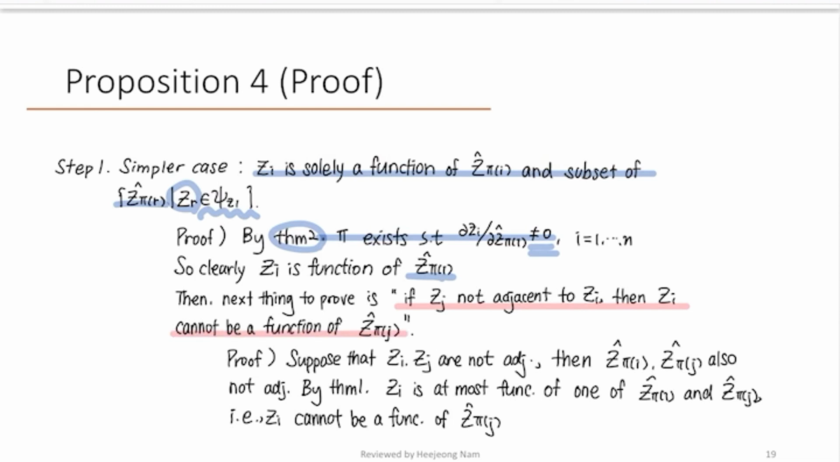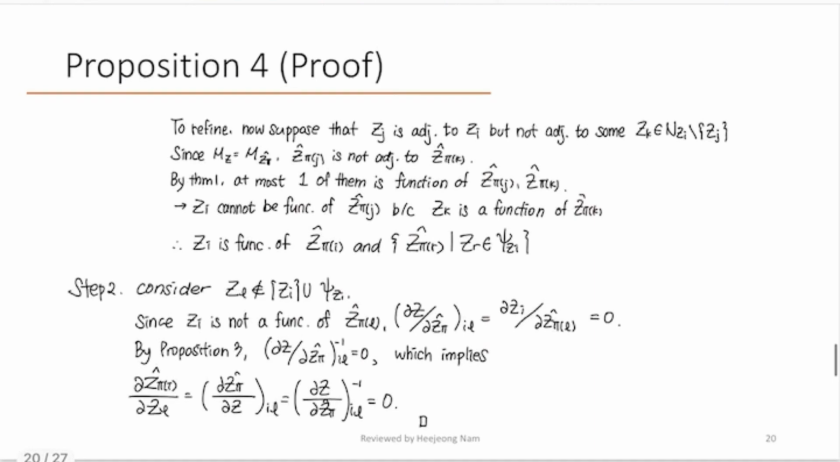And to prove this, let's suppose that z_i and z_j are not adjacent, then z hat pi(i) and z hat pi(j) are also not adjacent. By theorem 1, z_i is at most a function of one of z hat pi(i) and z hat pi(j), which means that z_i cannot be a function of z hat pi(j). And now to refine step 1, we suppose that z_j is adjacent to z_i but not adjacent to some z_k which is in the neighbor of z_i excluding z_j.